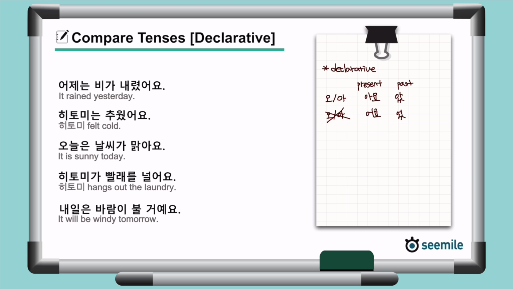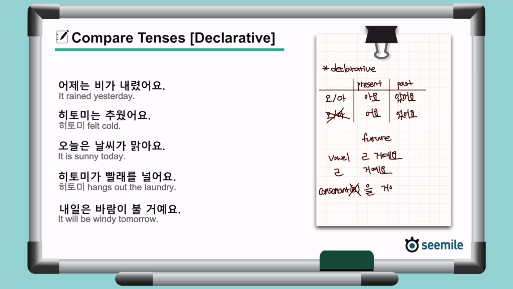In other words, when the last vowel of the stem is O or A, add 았 after the stem, and when it isn't, add 었 after the stem. To talk about the future events, we used the 을 거예요 ending. We learned that when the verb stem ends in a vowel, 리을 거예요 should be attached, while just 거예요 should be added when the stem ends in a final consonant 리을. And when the stem ends in a consonant other than 리을, 을 거예요 is attached.